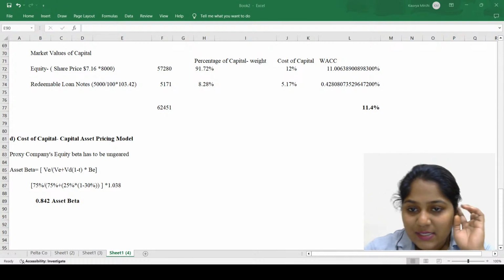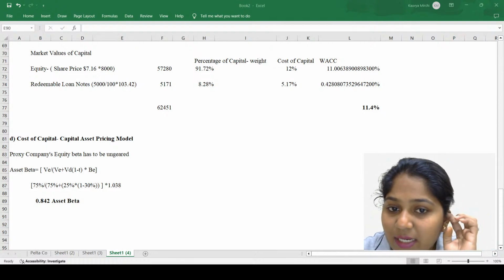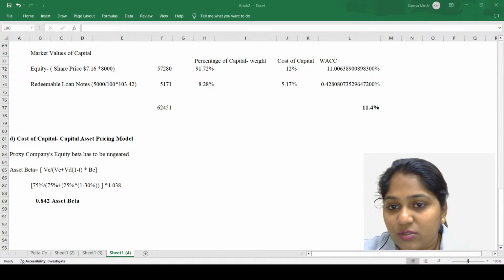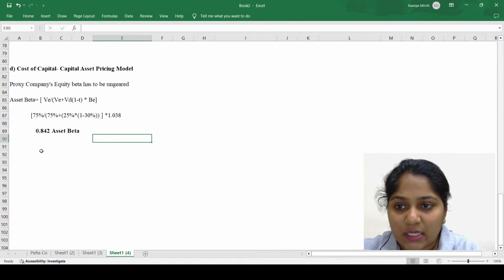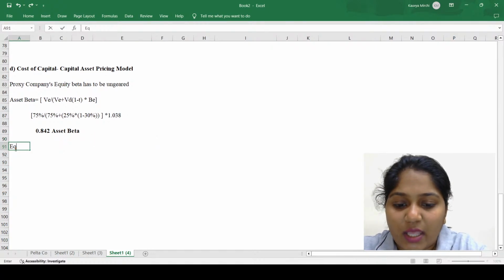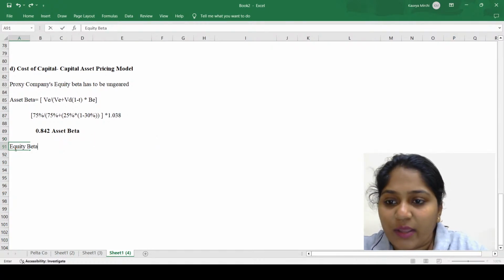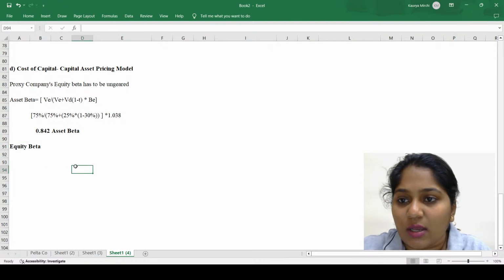Okay. Now understand, we have to go ahead and calculate the project specific cost of equity. So first, identify: I have to find out the equity beta now. I know the asset beta, but I should find out what? I should find out the equity beta. How do I find out the equity beta based on the company here?